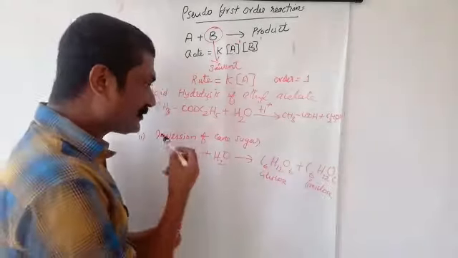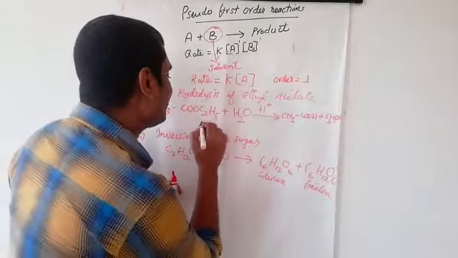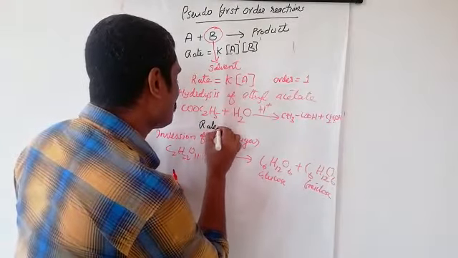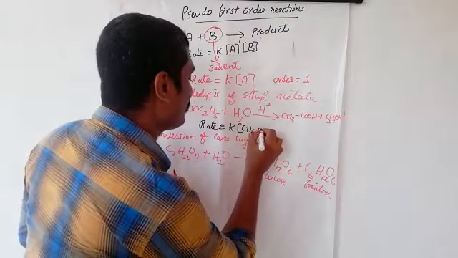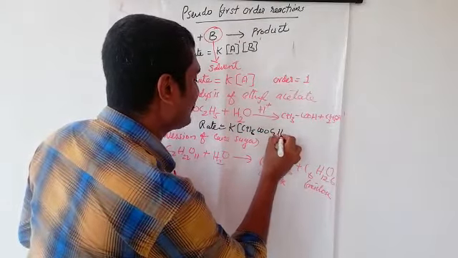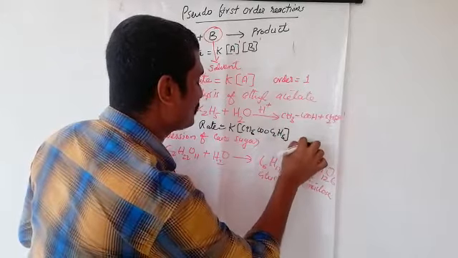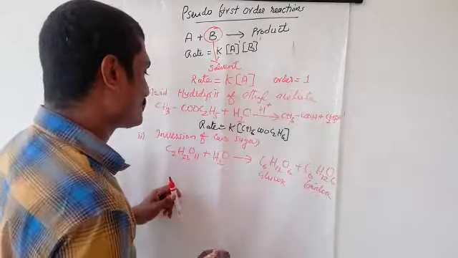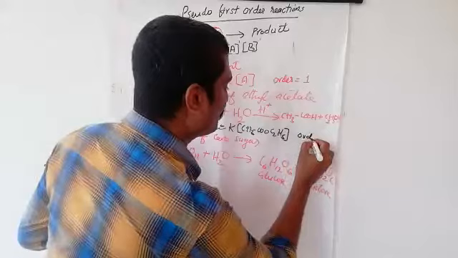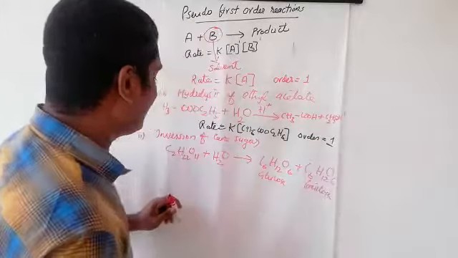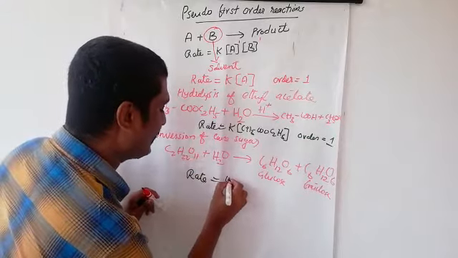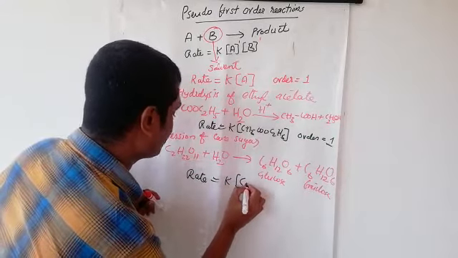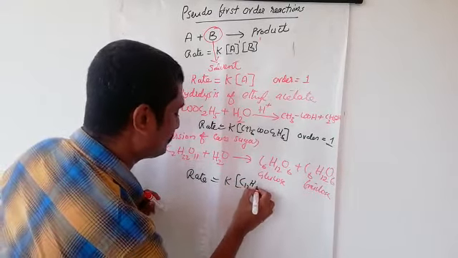Then the rate law is: rate is equal to K into molar concentration of ethyl acetate. Here the molar concentration of H2O is constant. Here the order of the reaction is 1. And in the second case, rate is equal to K into molar concentration of cane sugar.